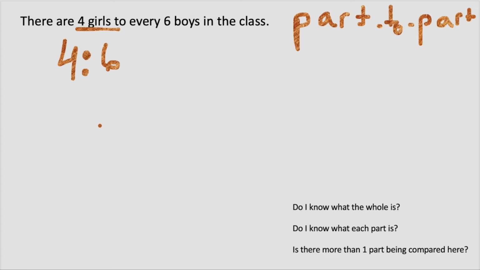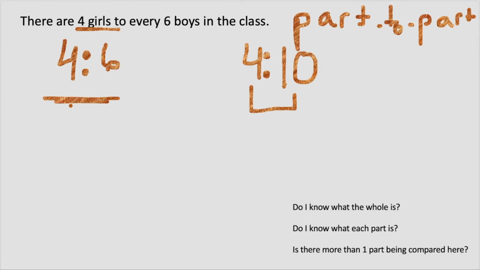So in total, if I was going to compare to the whole, I could say there are 4 girls to every 10 in the class. So that would be a part to whole relationship. This is a part to part relationship.